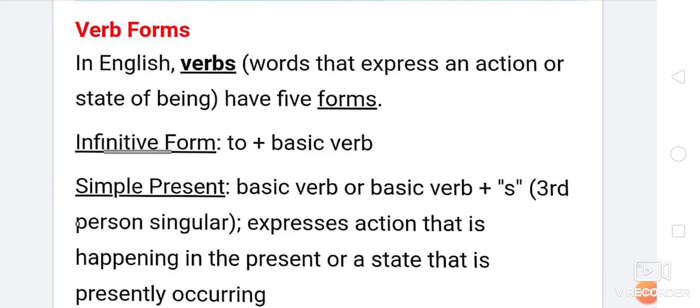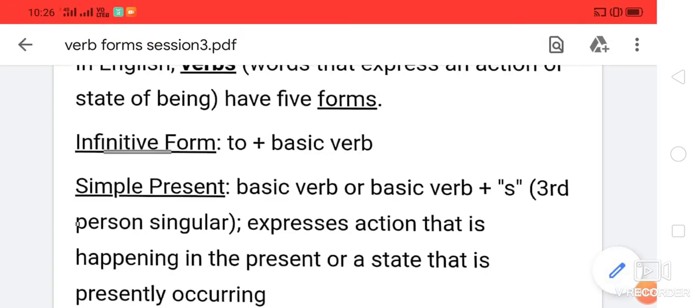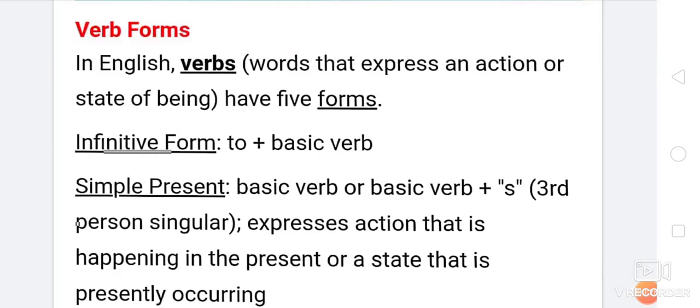As we all know, verbs express an action or a state of being. Every verb undergoes some forms in different tenses, so there are certain forms of verbs. Let us see what the first form is. The first form is called what?